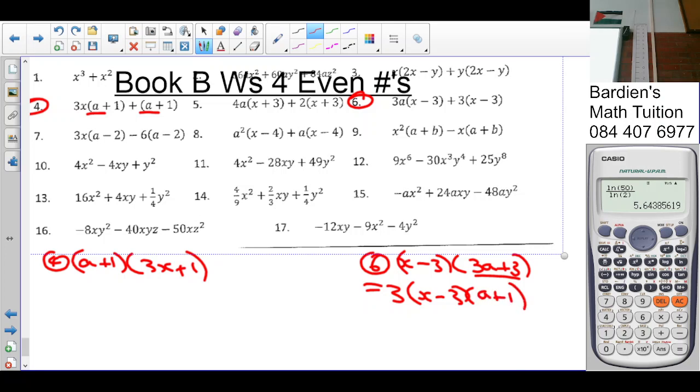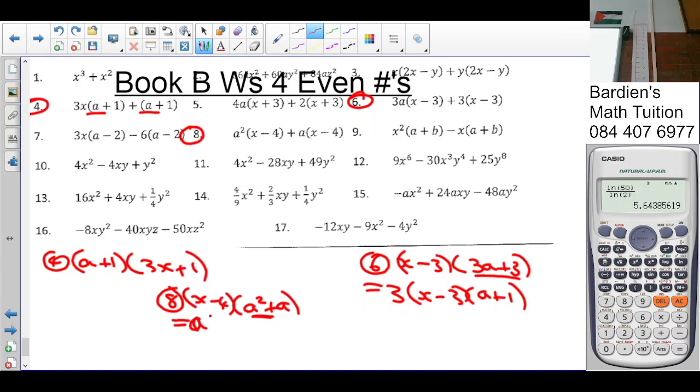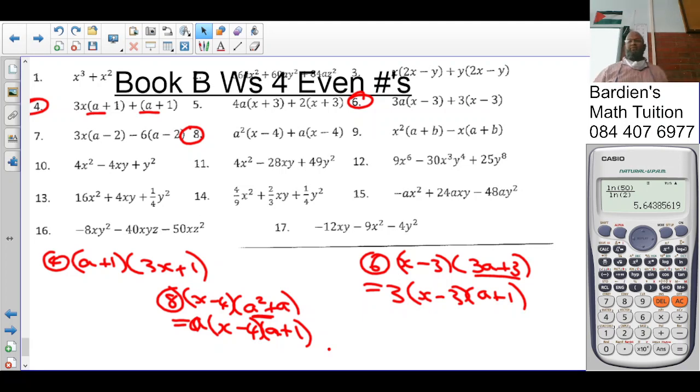Look at number 8. Number 8 we got x minus 4 is common. Not so? What are we left with? a squared plus a. What's common in the second bracket? a. So x minus 4 into a plus 1. Are you all okay with that? Any confusion?